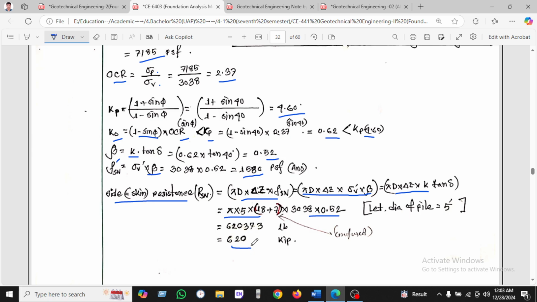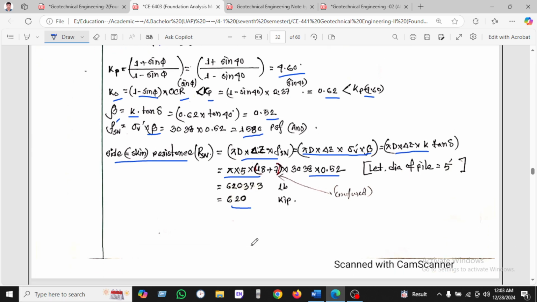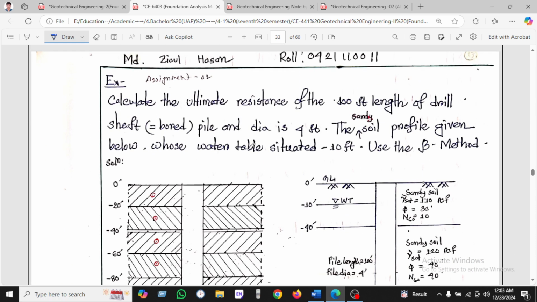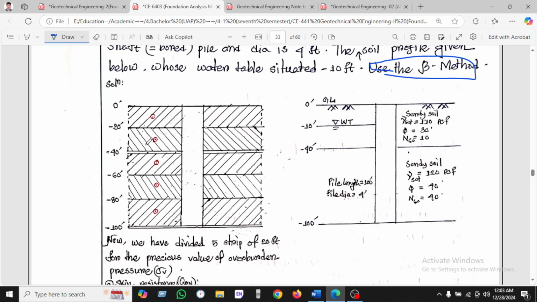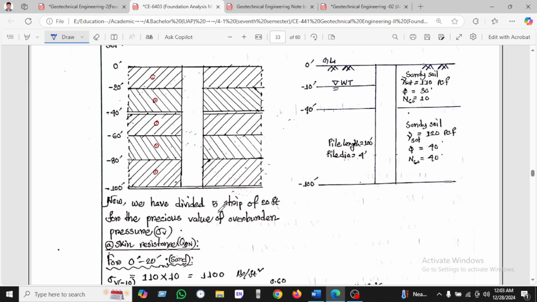Okay, so let's see another example. Calculate the ultimate resistance of the soil for a drilled bore shaft, and the shaft uses the beta method. This is also another beta method example. We can see the profile is given. Now we have to divide it into 5 strips.